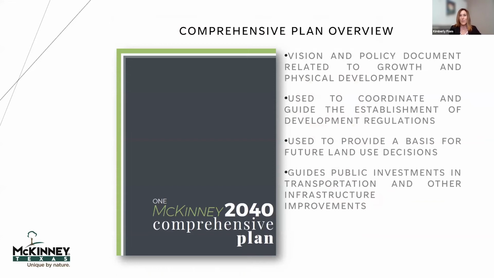Our comprehensive plan is our driver for how we grow, and that's going to become evident as especially we go through the Oasis model. Our comp plan vision requires that we believe that smart public and private investments will ensure that McKinney remains a top choice for residents and businesses in the future. We aim to create places of lasting value. Next slide.